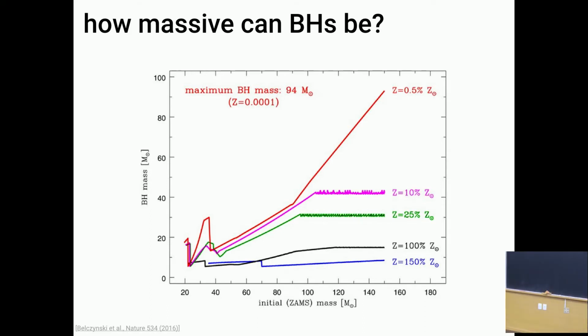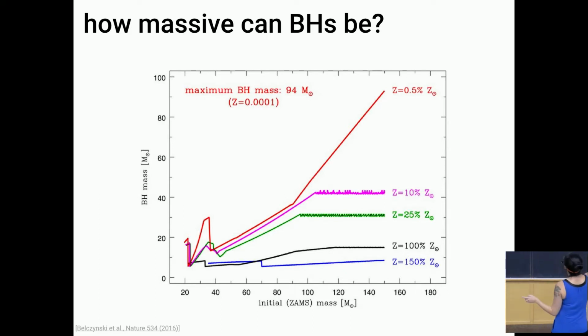That means, so what you're seeing here are figures. These are just calculations with some assumptions, but this is an example. On the vertical axis, you have the black hole mass. On the horizontal axis, you have the initial mass of the star. So how heavy did the star start off as? With heavier stars, you can get heavier black holes.